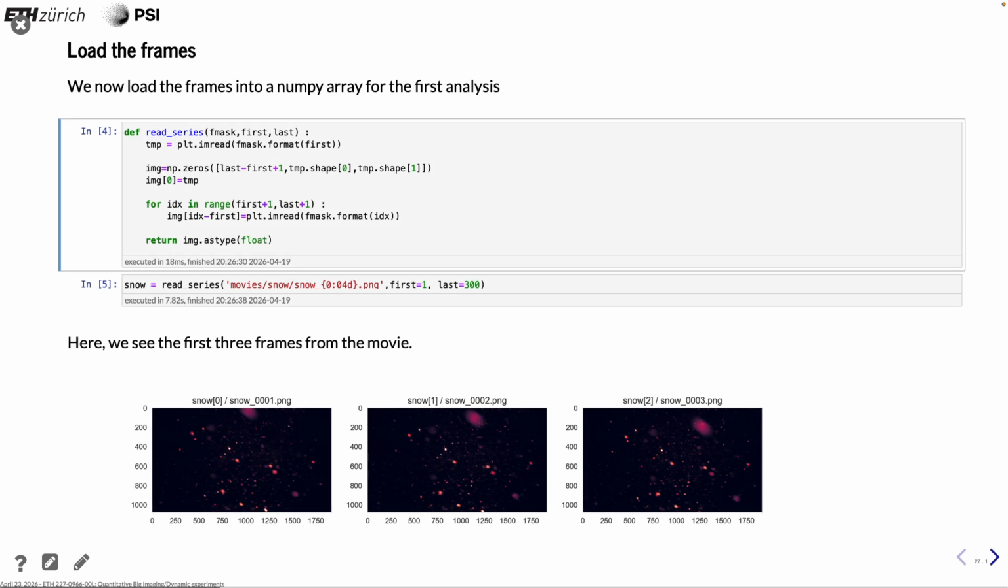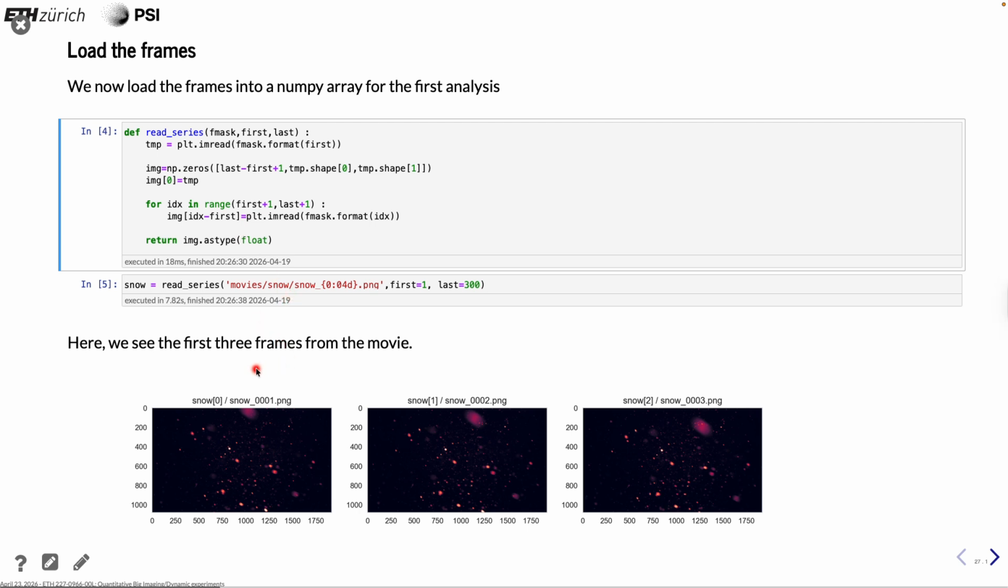But what we often need to do if we have a time series analysis is we need to read the whole data set, and one part of the preparation is that you have this kind of reader function, because typically these file names, they are like snow underscore and some index number. So what we can do is we just put here some file masks, say in first and last image, and the output will then be a 3D matrix.